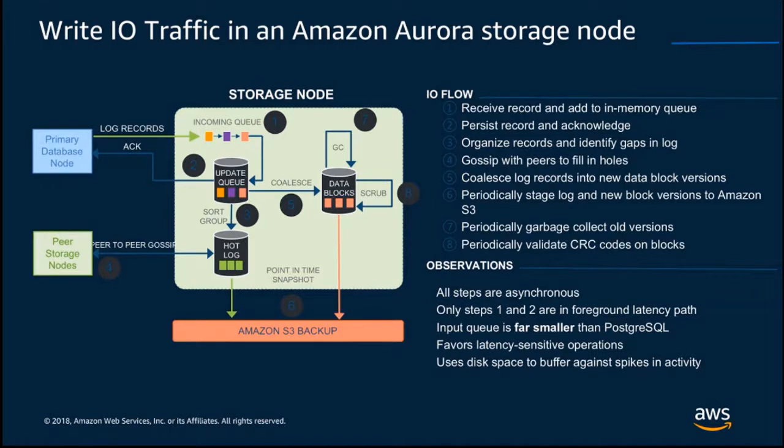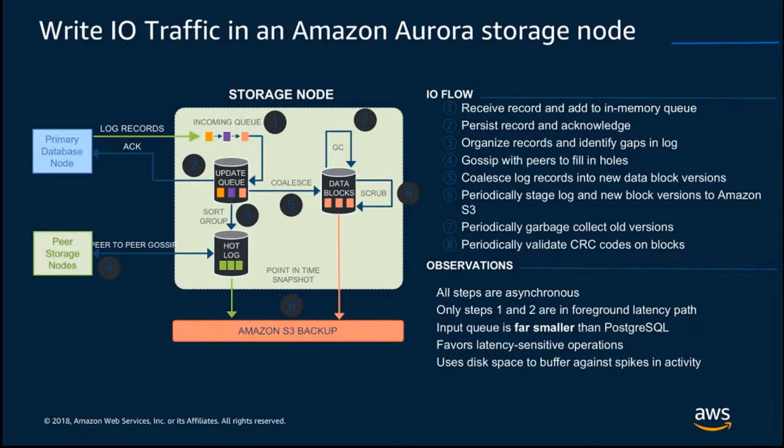And then I'll start applying them to data pages, or what we call coalesce on this slide. I'll apply log records to database pages to bring those pages forward in time. I'll always be doing CRC checks to make sure I'm not introducing corruptions, and I'll garbage collect the oldest versions off to S3 as well. But all those steps are asynchronous. They're not in the path, in the latency, in the commit path for those transactions that are trying to commit.